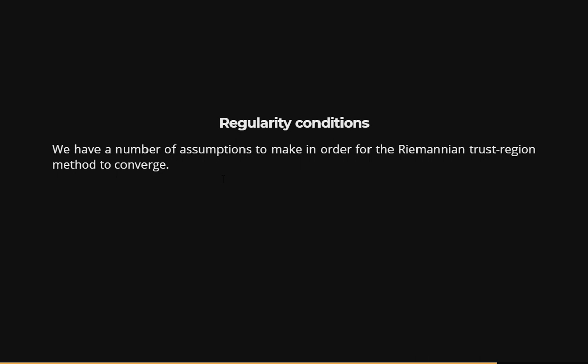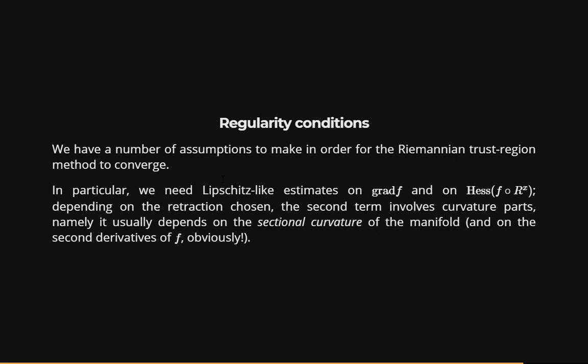Well, not really that there are inequalities between two terms, but the notation is annoying, so I won't be going further into that. And then we need some regularity assumptions, like the assumption number 3 in the Riemannian gradient descent, which was a Lipschitz assumption on the gradient. We need Lipschitz-like estimates on the gradient, obviously, and on the Hessian of f composed with the retraction.